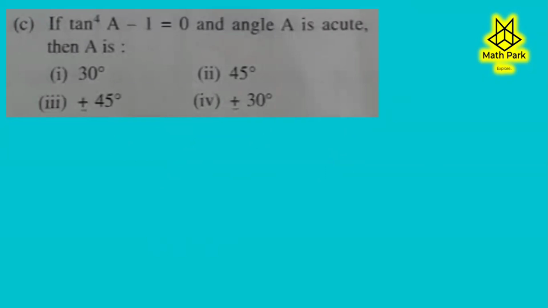If tan to the power 4A minus 1 is equal to 0, then A is an acute angle, find the value of A. So shifting this 1 here, we get tan to the power 4A is equal to 1. Take the square root, so you get tan square A is equal to root of 1, which is 1. Again, taking the square root, you get tan of A is equal to 1. So we have tan of 45 degrees is equal to 1. So this is how you get A is equal to 45 degrees. Option 2 is the correct option.